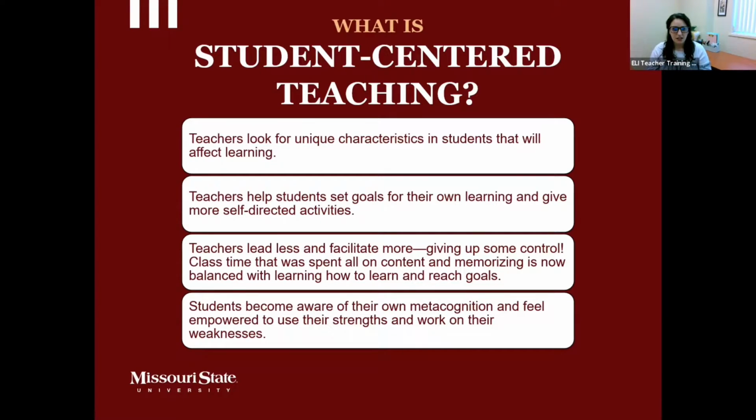and understand that students also have something to teach themselves and each other. So all the class time that was spent on you lecturing or students memorizing can also be balanced with metacognition, teaching students how to teach themselves and learn from one another. In that, students will become aware of their own thought processes, their own metacognition, and they can use their own strengths and weaknesses. So in this kind of classroom, the teacher is more concerned with what the learner is experiencing than with what they are doing in the front of the classroom.